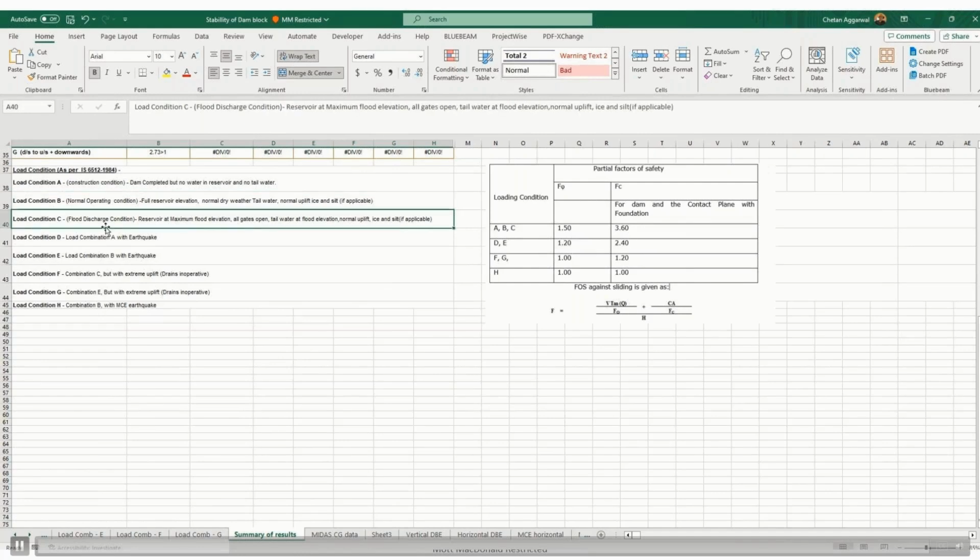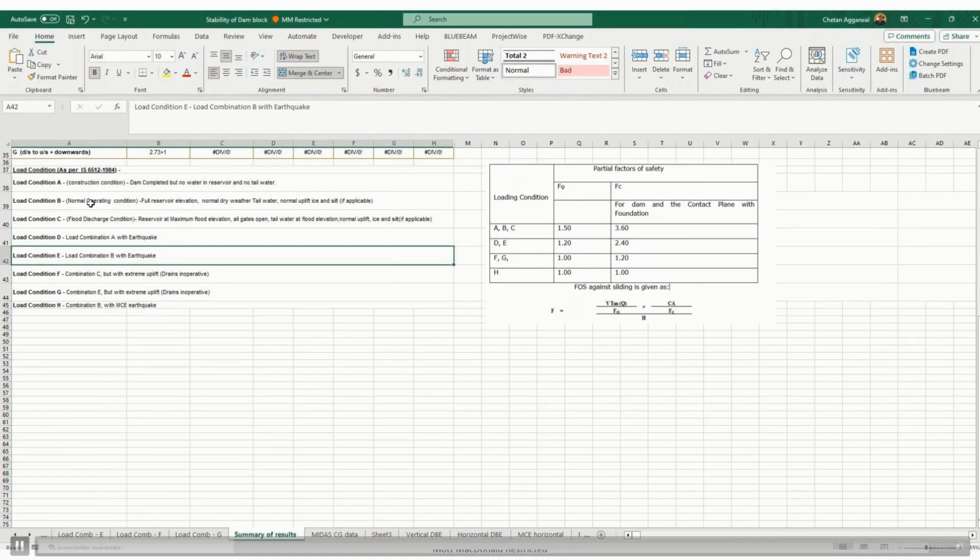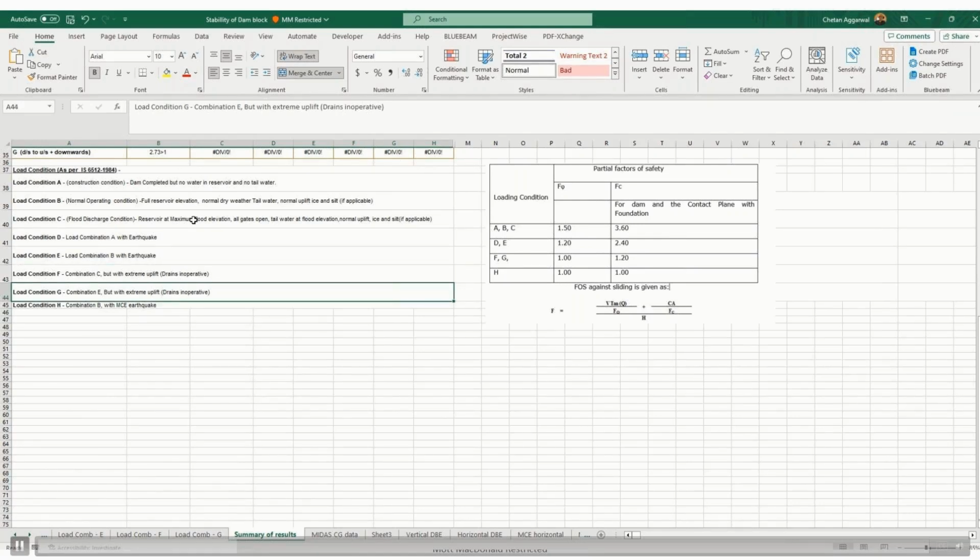Then C condition is flood condition, reservoir at maximum flood elevation. Here we have MW and FRL at the same level. Then all gates open, tailwater at flood elevation, normal uplift, and silt. Then D condition, construction plus earthquake. E condition, load condition B plus earthquake. F condition, load condition C, but this was with normal uplift, this is with extreme uplift, that is drains inoperative. There is no release of uplift at the drain gallery location. Similarly G, E condition with extreme uplift.